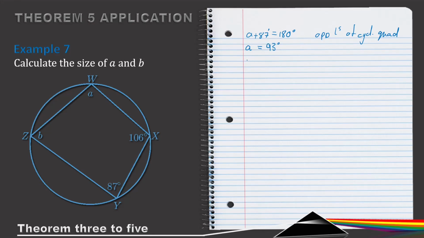And the same with B. B plus 106 degrees is equal to 180 degrees. So again, opposite angles of a cyclic quad. Okay, so B is equal to 180 minus 106, so this is 74 degrees.